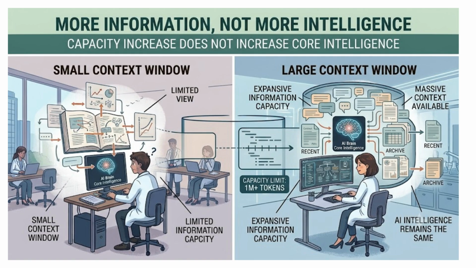Many people think a larger context window makes an AI smarter. But that's not true. A larger context window simply allows the AI to consider more information at one time. The AI's intelligence stays the same. It just has more context to produce responses that are more complete and more consistent.